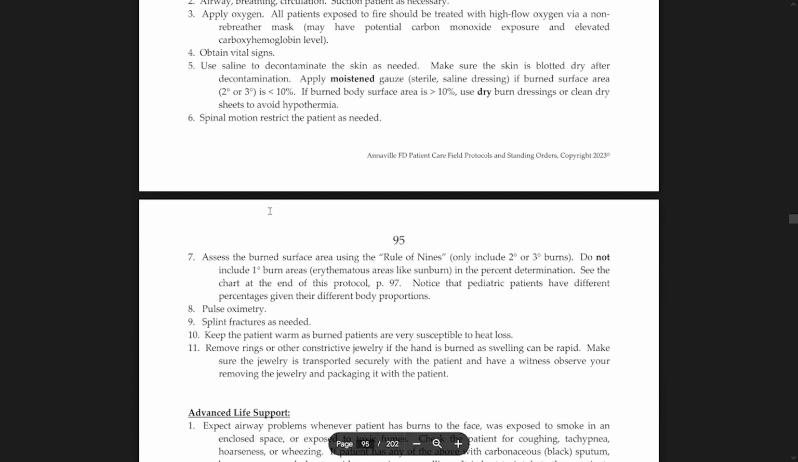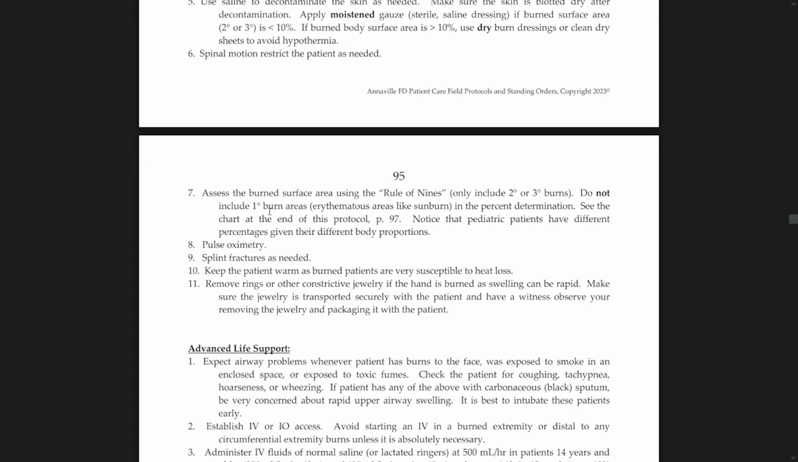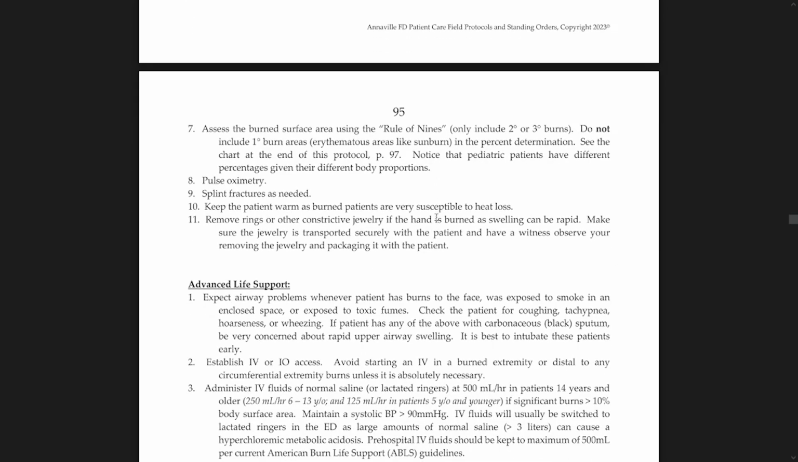Spinal motion restriction the patient if needed, and assess the burned area using the rule of nines for only 2nd or 3rd degree burns. Do not include 1st degree burns, that's erythematous areas like sunburns, in the percent determined. See the chart at the end of protocol, page 97. Notice that pediatric patients have different percentages given their different body proportions. Monitor their pulse ox. Splint fractures as needed.